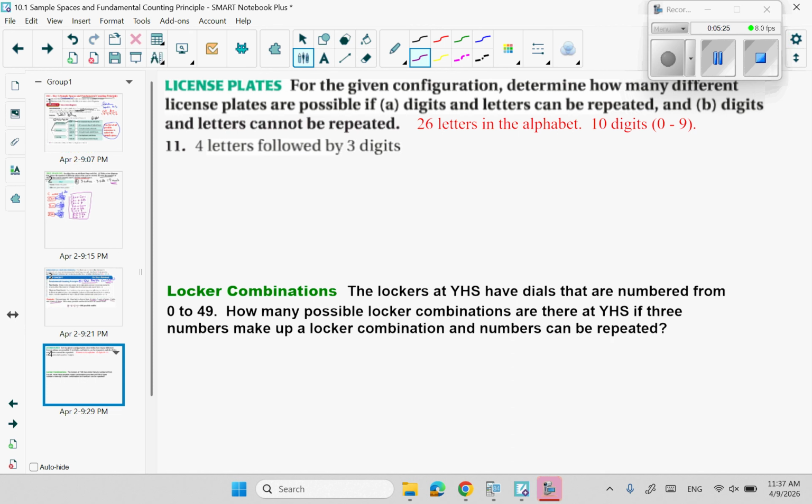So we're going to do some license plates. In problem A, digits and letters can be repeated. So we can see that we're going to get 4 letters followed by 3 digits. So my license plate is going to have 4 letters. So 1, 2, 3, 4, and 3 digits. So those are just going to be numbers.